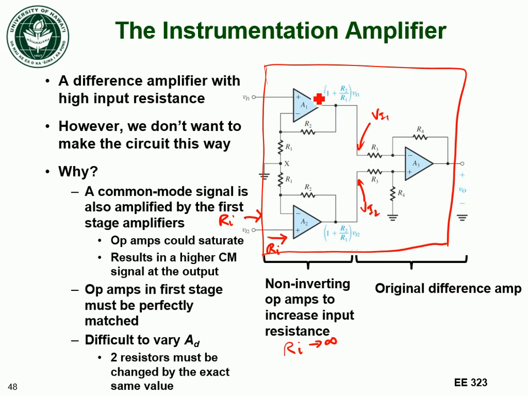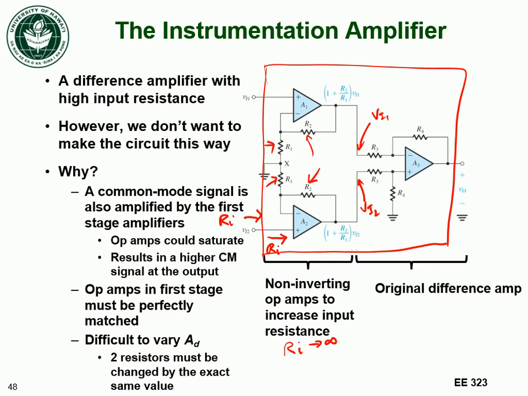You also have to make sure that the gains of these two non-inverting op amps are exactly the same. Otherwise, the output of your difference amplifier isn't going to be exactly what you want it to be. So you have to match these gains very well. And to match those gains, I still have the same problem where I need to change two resistors at once. There are two resistor R1s here and here that I need to adjust the values of if I want to change these gains so that they're perfectly matched. So it's a good concept on how to improve our difference amplifier, but it needs a little bit of work.